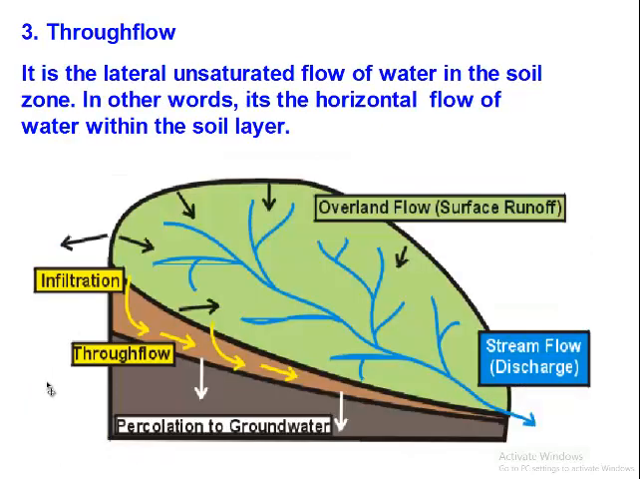Then we have throughflow. Throughflow is the lateral or unsaturated flow of water in the soil zone. So when the water infiltrates or gets underground, sometimes it doesn't get to the aquifer where groundwater is stored, but rather it moves through the soil, and that is termed throughflow. In other words, it is the horizontal flow of water within the soil layer, and that is termed throughflow.